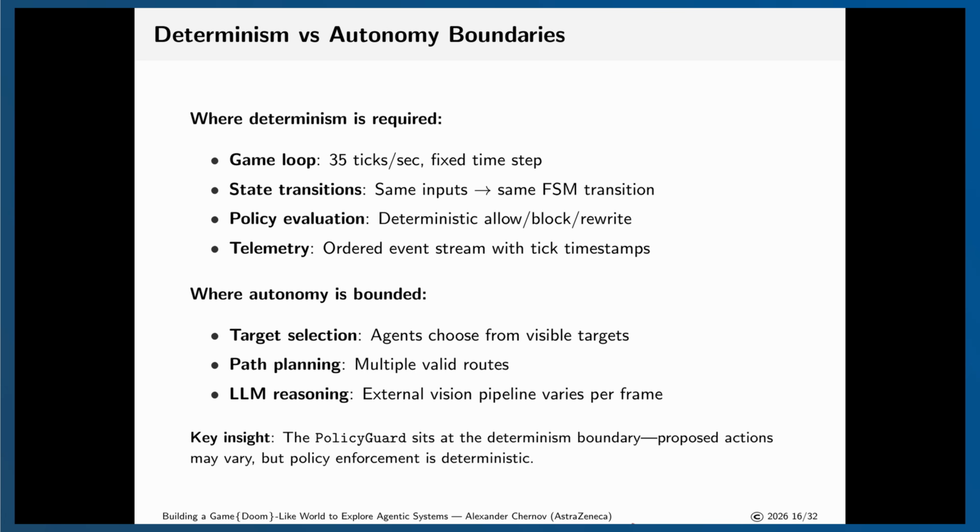So we have determinism and autonomy. We have determinism in the way that we have a game loop, which is 35 ticks per second. It's a fixed time step. We have state transitions: same input, same transition, so they don't change. We have policy evaluation, so we apply to agents a policy of what they can and cannot do, and telemetry. We're exporting this information, for example to use in the control plane where we see what each agent does, so it's exposed.